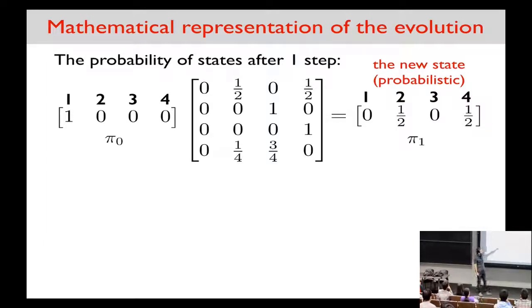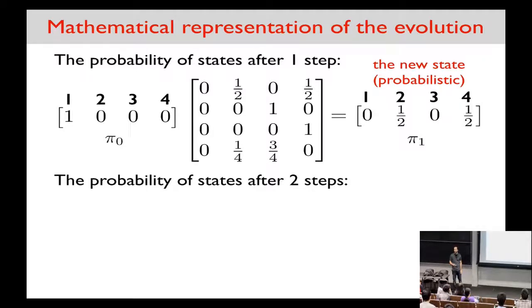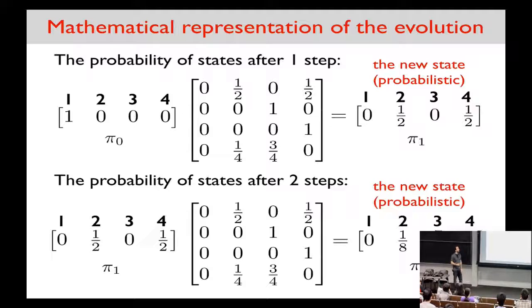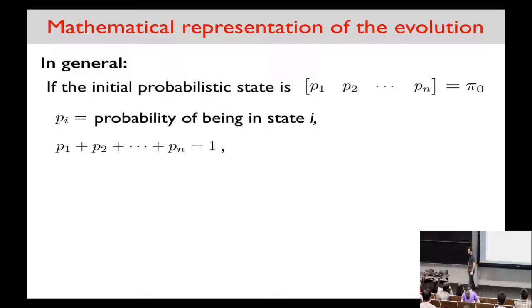So we can call this now pi 1. Pi 1 is basically the probability distribution of x1. So this is the new probabilistic state. After one time unit, these are the probabilities that I have. Now, what if I said, okay, after 2 steps, what are the probabilities? Well, you can guess what to do. You take pi 1, which is the probabilities after 1 step, and multiply by the transition matrix again, and you will get a new probabilistic state, pi 2. These are the probabilities after 2 steps.